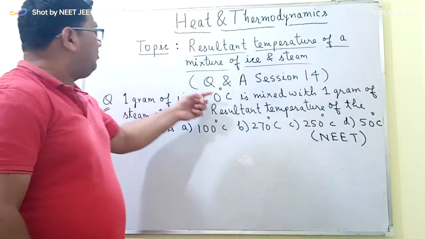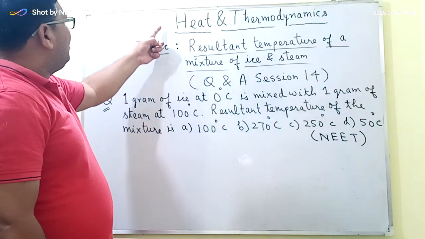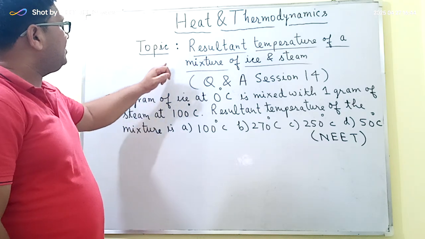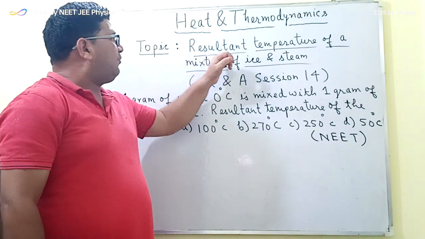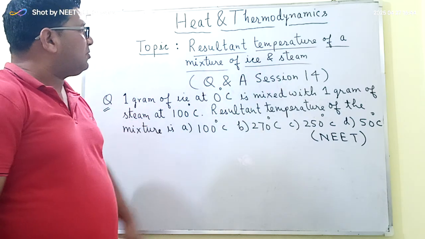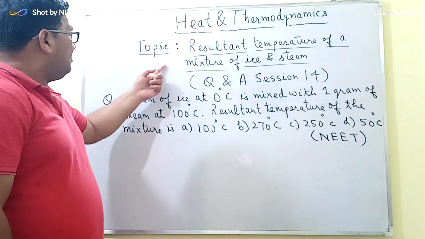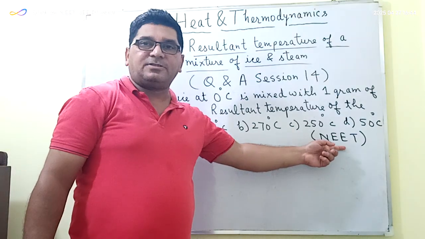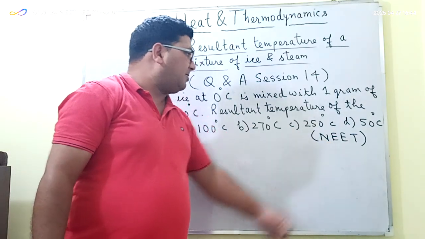Good evening and welcome to the Q&A session 14 from the chapter of heat and thermodynamics. The topic is the calculation of a resultant temperature of a mixture of ice and steam, and based on this topic I have one question for this session which was asked in the NEET examination few years back.